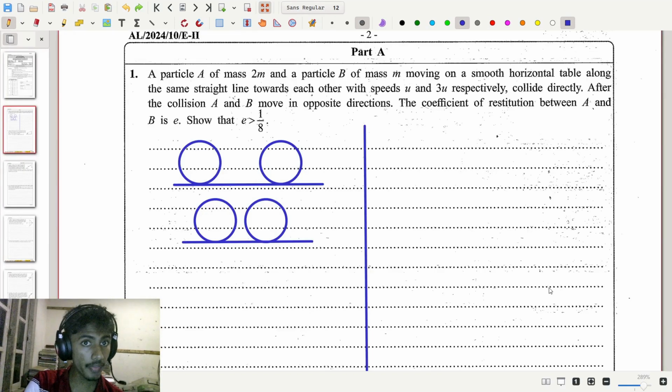2024 A-Level Combined Mathematics Paper 2, Part A, question number 1. This question has to do with the conservation of momentum and the coefficient of restitution.